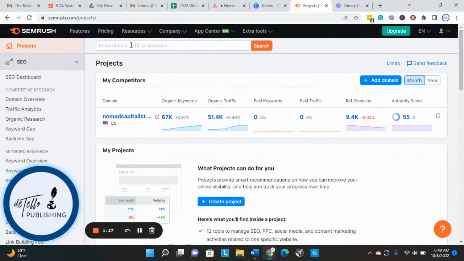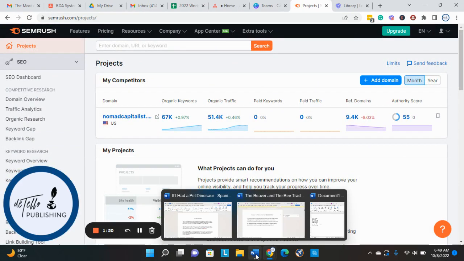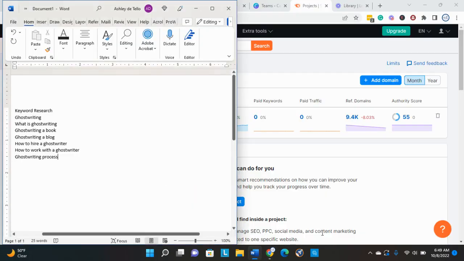And so what I like to do when I'm starting an article is to just write down my ideas of what I think might be popular. So I'm writing an article about ghostwriting, and I've written down some keywords that I think might be popular.